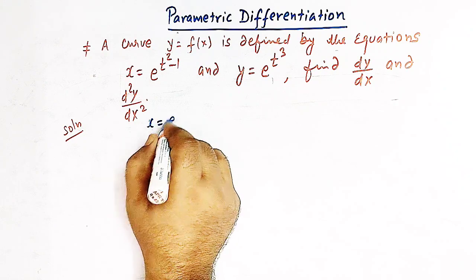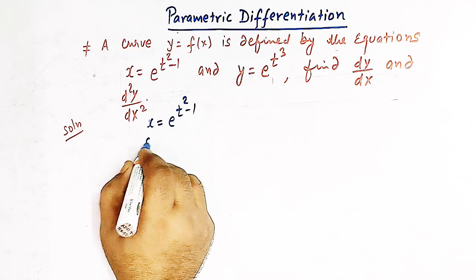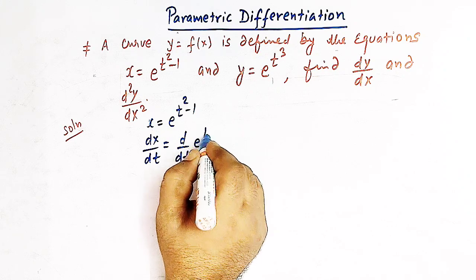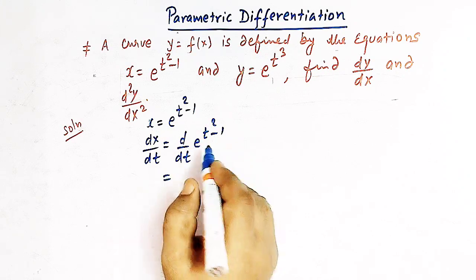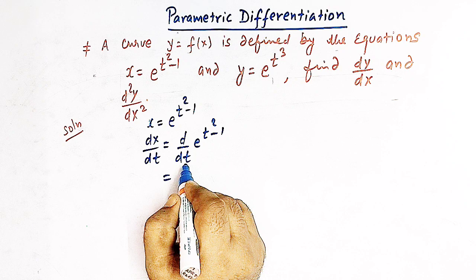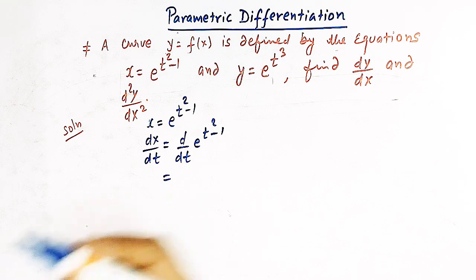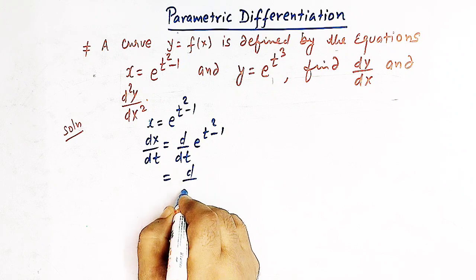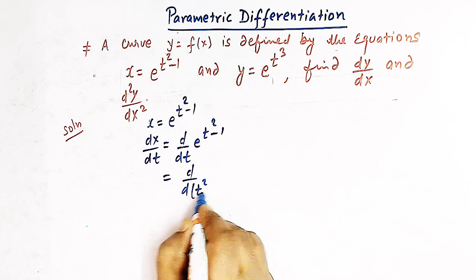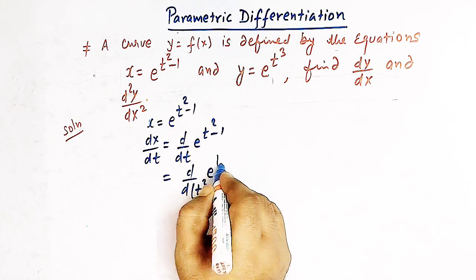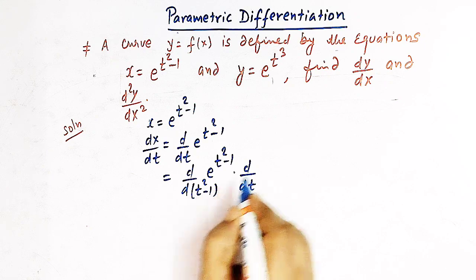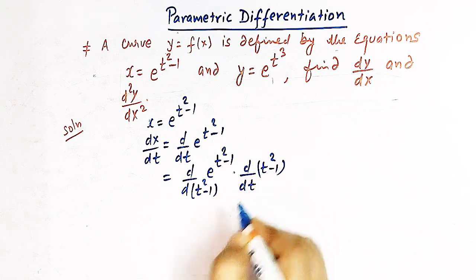So x is e raised to (t square minus 1). So dx over dt is given by the derivative of e raised to (t square minus 1). So now first we'll differentiate e raised to (t square minus 1) with respect to (t square minus 1), right? And then we'll apply the chain rule. So we can write this notation also. Here we write d over d of (t square minus 1), and here we have e raised to (t square minus 1), and then by chain rule we'll differentiate (t square minus 1) with respect to t.